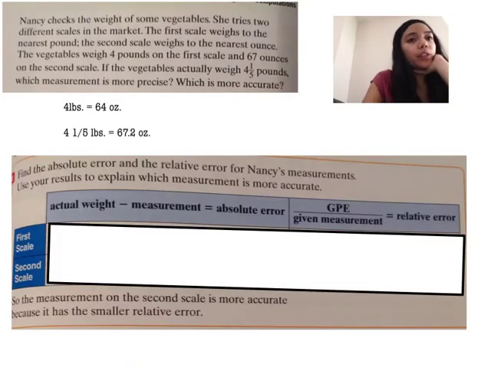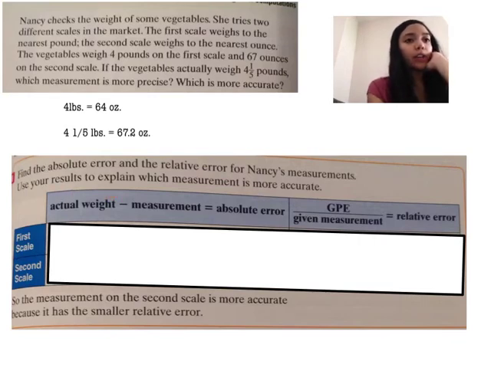Okay, so now you're going to have to find the absolute error and the relative error for Nancy's measurement. Use your results to explain which measurement is more accurate. So, I want you to use these equations that are given to you. Actual weight minus measurement equals absolute error. And I want you to do it for the first scale and the second scale. And I know you can do it on your own because you should know what the actual weight is.